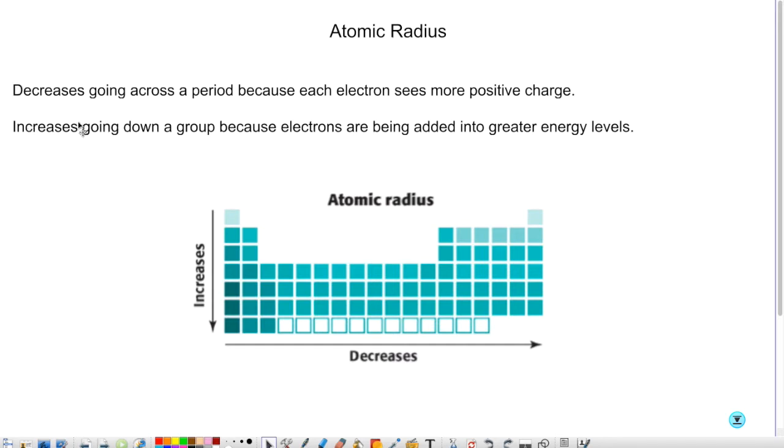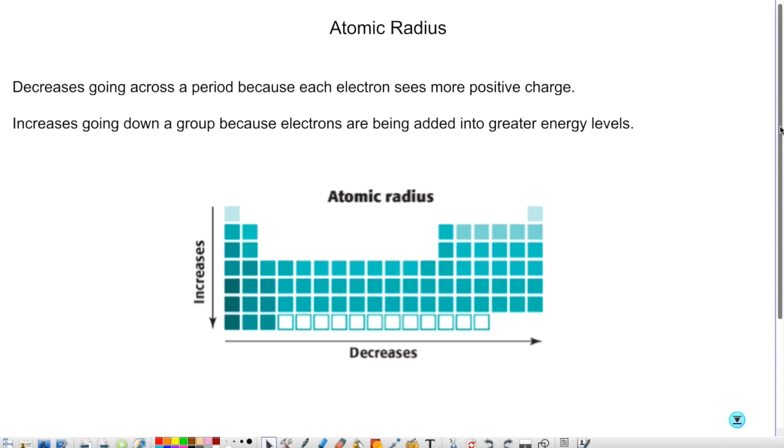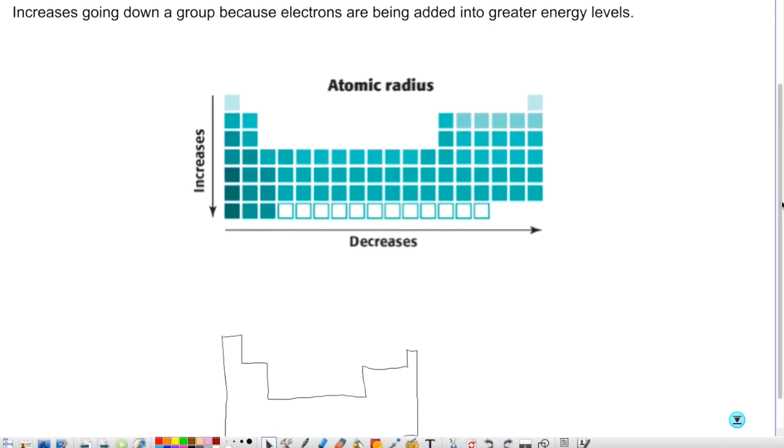Now, what about groups? It increases going down a group because you're adding more electrons. And as you add more electrons, you're adding them into higher energy levels, which are further from the nucleus. That should make sense. Electrons also don't really want to be near each other, so the more you add, the more you have to spread out.